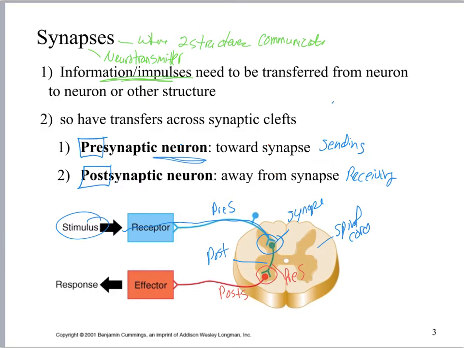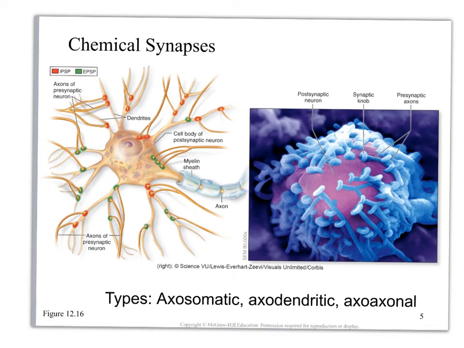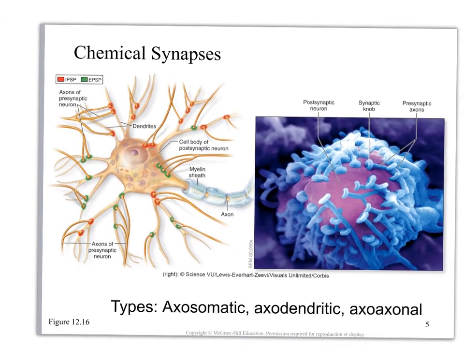Okay, next slide. All right, for most of what we're dealing with, chemical synapses, which means the chemical is going to be a neurotransmitter of some sort. The one that we're most familiar with right now is acetylcholine, but there are definitely others.